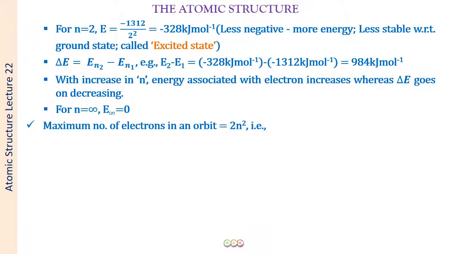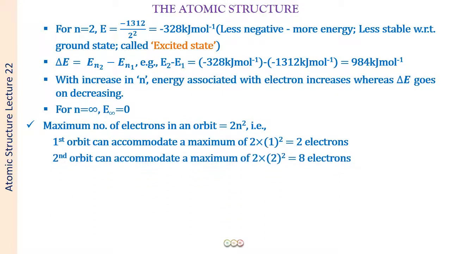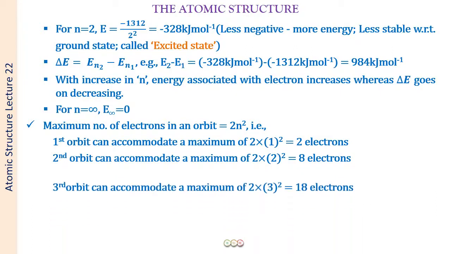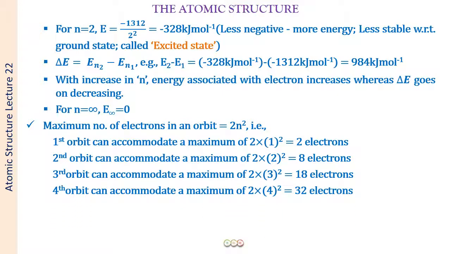Now, the maximum number of electrons in an orbit is given by 2n square. That means that the first orbit can accommodate a maximum of 2 electrons. The second orbit can accommodate a maximum of 8 electrons. The third orbit can accommodate a maximum of 18 electrons. The fourth orbit can accommodate a maximum of 32 electrons.